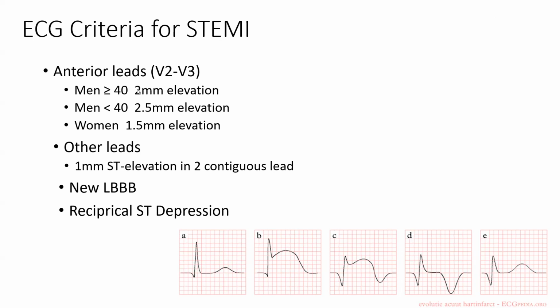So anterior leads, if they're greater than 40, 2 millimeters. For women, 1.5. And all the other leads, you just need 1 millimeter of ST elevation in at least two contiguous leads. The other thing you should remember is, we talked about this already, if they have a new left bundle with acute chest pain, not fleeting chest pain, but a new left bundle, they look uncomfortable, they're having chest pain, you're worried this is something real, then you have to consider it a STEMI.